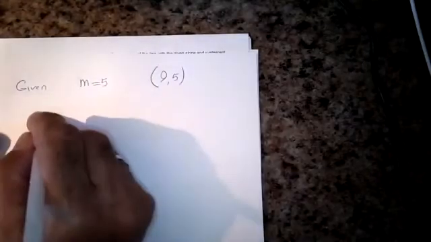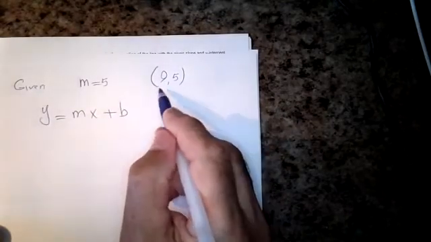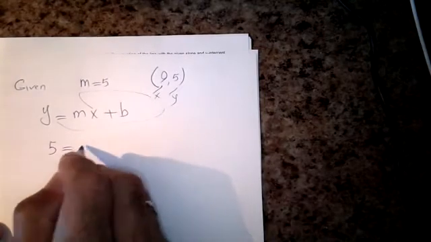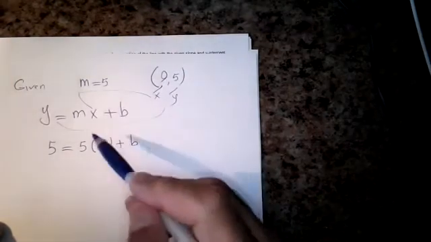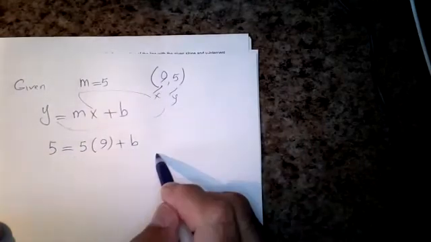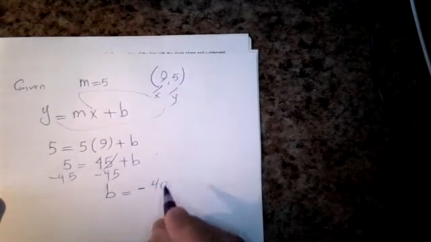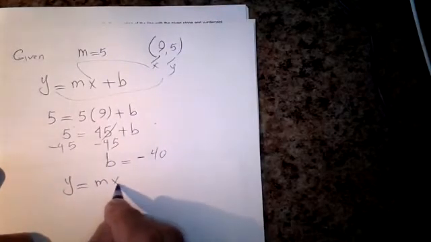All right, so we write the slope intercept form. This is x and this is y, right? You take this and substitute here: 5 equal 5 times 9 plus b. You have the m, x, and y, so the only unknown here is b. The value of b is equal to minus 40. So how do I write the equation? y equal mx plus b, again, is y equal 5x minus 40.